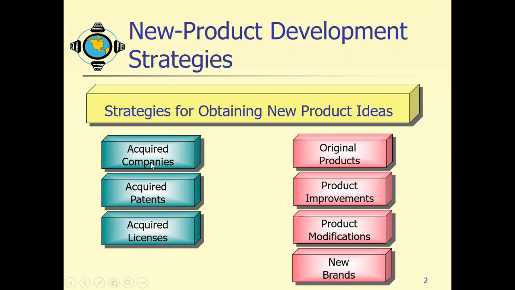Either you can acquire companies, you can acquire patents, you can acquire licenses. So patenting, licensing, or franchising and acquiring a company with its existing product, you can be the owner of new products. And developing an original product, like we cited the example, we shifted from DOS mode to Windows. So from DOS to Windows, Windows is a new product, an original product.